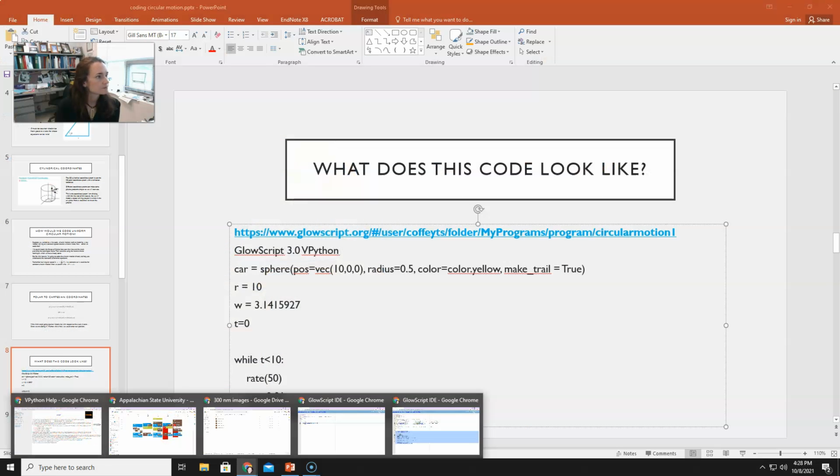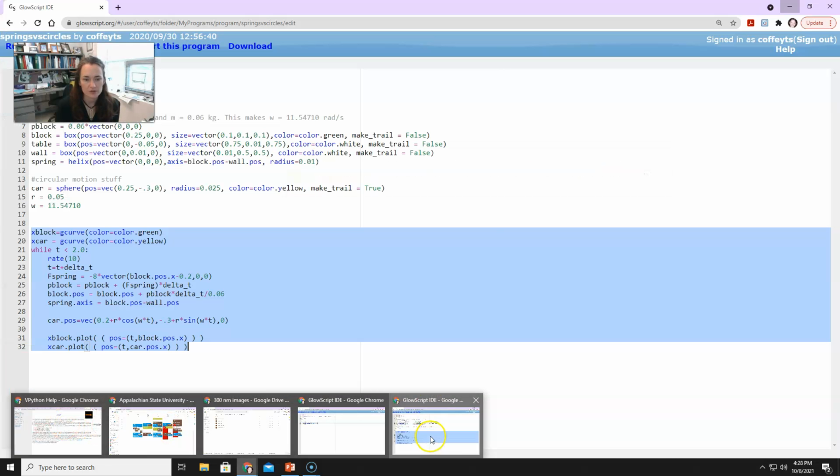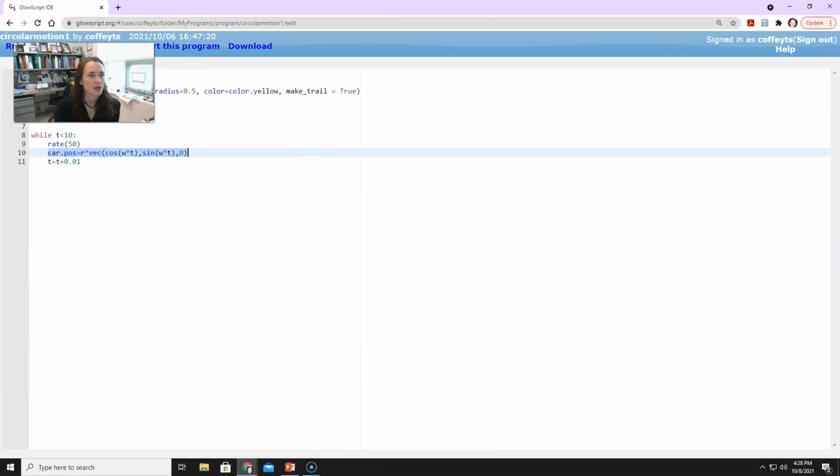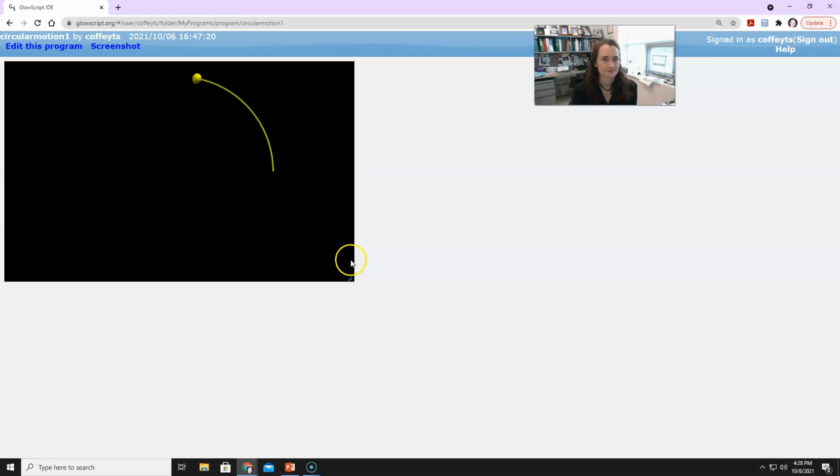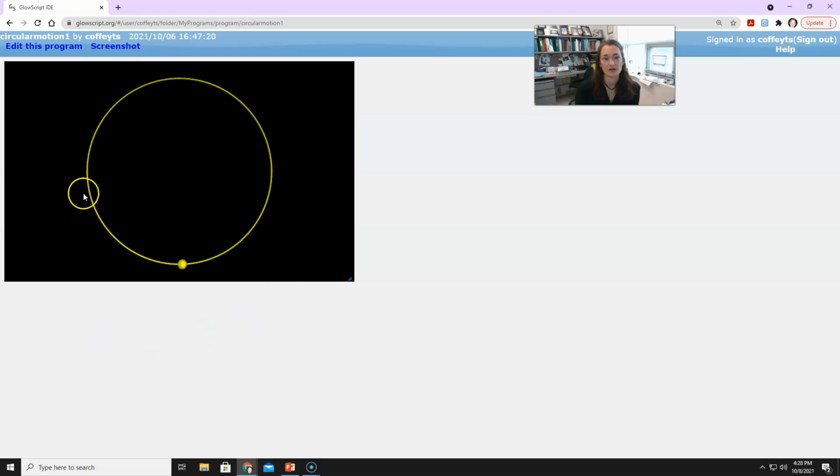Let's open it up here. Oh, I think I found it. It was this one. There it is. Okay, so here's my code. Let's run the program and see what happens. Pretty much what I thought, right? It's moving in a constant circular motion around the track like so.